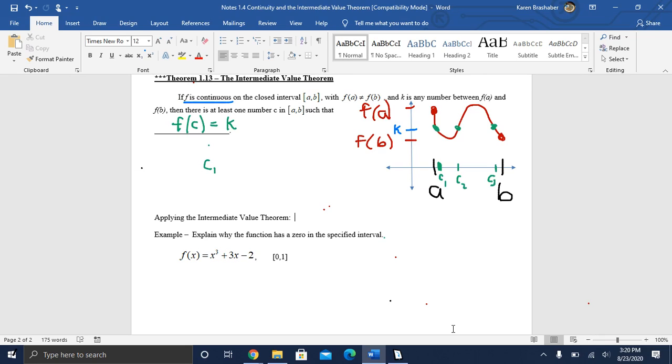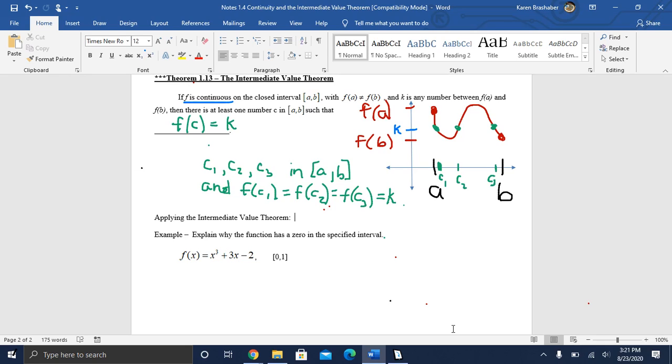So we actually have three places where C1, C2, and C3 are between A and B. So in other words, they are in the interval from A to B. And we have found that f of C1 equals f of C2, which equals f of C3, which equals the k.